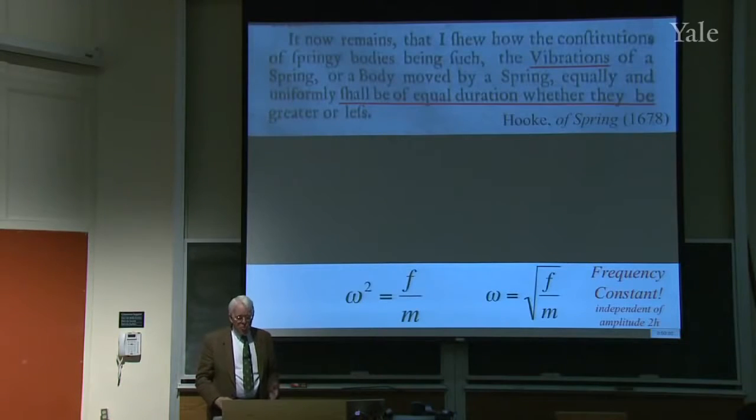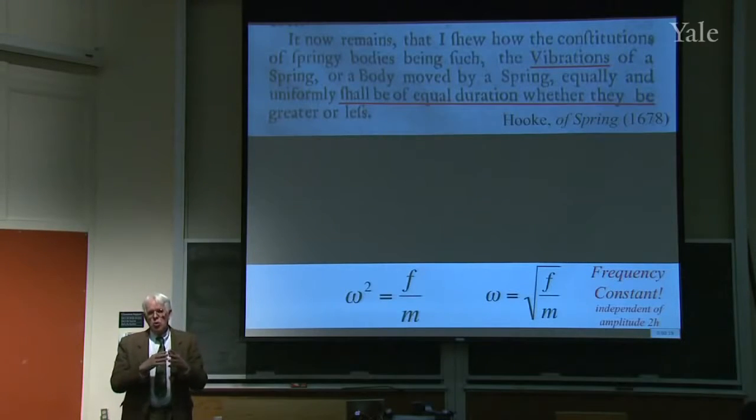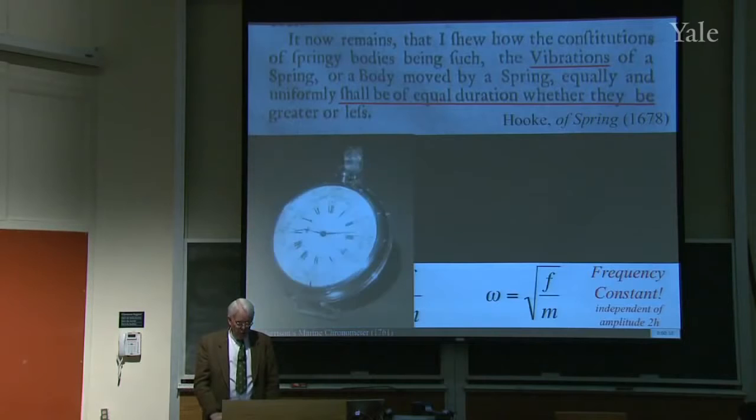Okay, so why is that so important? Hooke's book of spring in 1678, where he set out Hooke's law, says vibrations shall be of equal duration, whether they be greater or less. Why did he care that the frequency be always the same, no matter how big the displacement is? Can you see why that would make a difference practically? Ellen? For clocks, okay? Or more particularly, for watches.